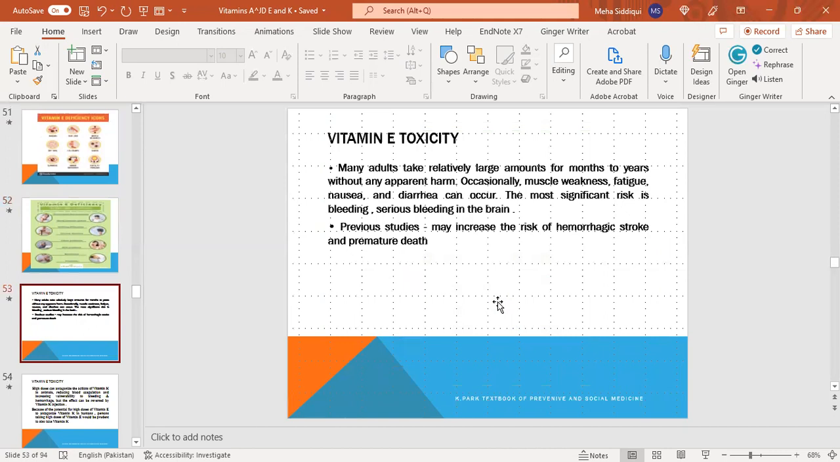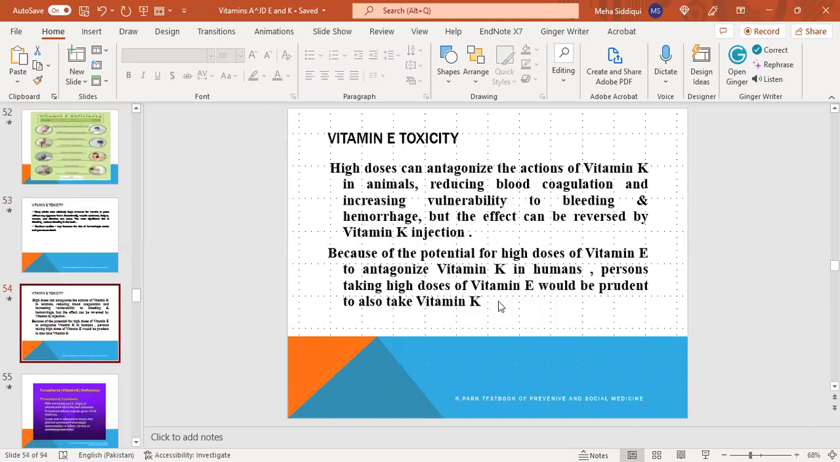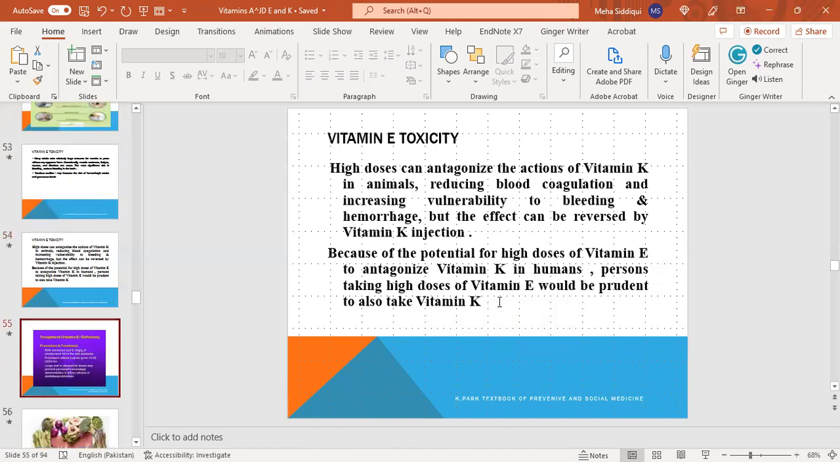Many adults take relatively large amounts for months to years without any apparent harm. Occasionally, muscle weakness, fatigue, nausea, and diarrhea can occur. The most significant risk is bleeding, serious bleeding in the brain. Previous studies suggest it may increase the risk of hemorrhagic stroke and premature death. High doses can antagonize the action of vitamin K in animals, reducing blood coagulation and increasing vulnerability to bleeding and hemorrhage, but the effect can be reversed by vitamin K injection. Because of the potential for high doses of vitamin E to antagonize vitamin K in humans, persons taking high doses of vitamin E would be prudent to also take vitamin K.